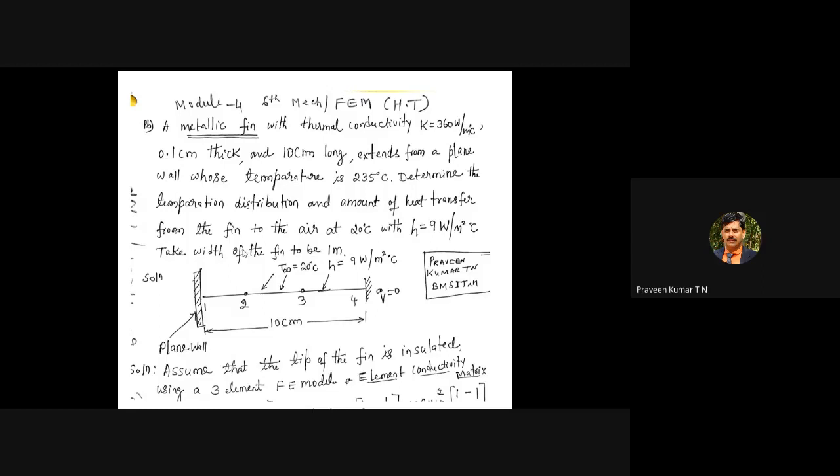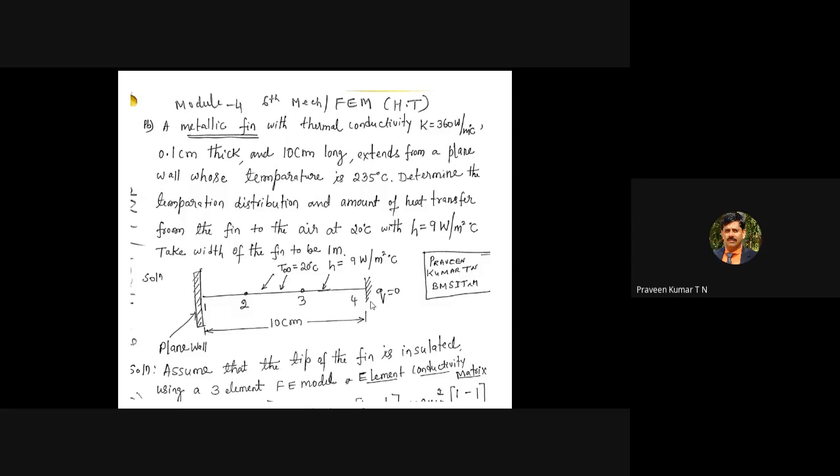Now, this is the finite element model. You are going for 3 elements. This is element 1, element 2, and element 3. The total length of the fin is 10 centimeters. Then you get the length of each element: 10 divided by 3 gives the length of each element. So the fin is mounted to the wall of the engine. The wall temperature, T1 with respect to this diagram, is given as 235 degrees Celsius. Our aim is to find the temperature at node 2, node 3, and node 4.